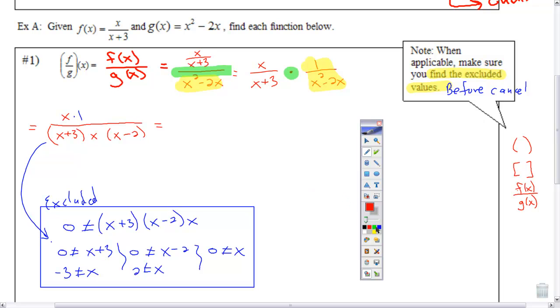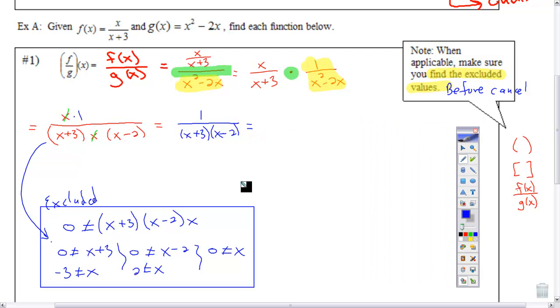Alright, continuing, we can cancel an x out of the numerator and denominator because you're dividing something by itself. That means there's a 1 left in the numerator. If you cancel with division, there's a 1 left. So we have a 1 in our numerator. Our denominator, we have x plus 3 times x minus 2. Simplifying this, we need to make sure that we don't have any parentheses when we're finished. So if you FOIL the denominator, you're going to get x squared minus x, plus x minus 6.